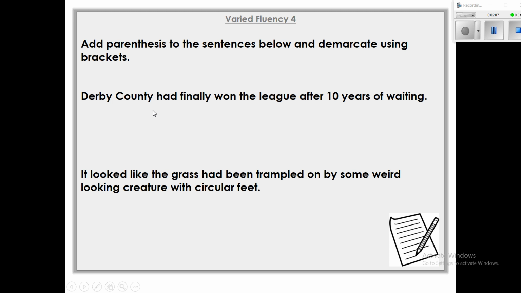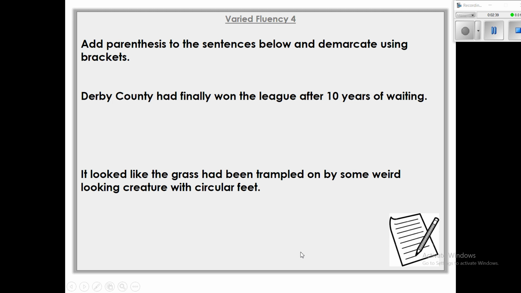So you need to add brackets into the sentence to give something extra information. You might want to give some extra information about Derby County, maybe about the league. And then here: it looked like the grass had been trampled on by some weird looking creature with circular feet. Very interesting. So you might want to add extra information about the grass. That's probably the only thing you can add information about. So you've got to add in your information using brackets into the sentence. You can write that down in your book for me. Pause the video and give that a go, and then we'll run through any potential answers.